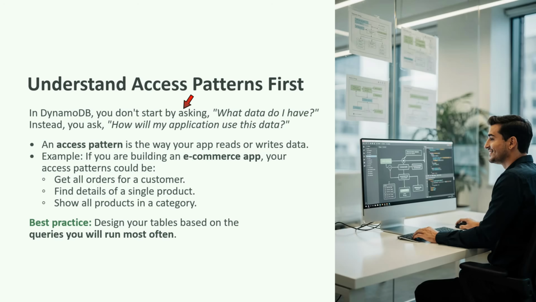You have to understand access patterns first. In DynamoDB, you don't start by asking, what data do I have? Instead, you ask, how will my application use this data? An access pattern is the way your app reads or writes data. For example, if you are building an e-commerce app, your access patterns could be get all orders for a customer, find details of a single product, show all products in a category. Best practice is to design your tables based on the queries you will run most often.